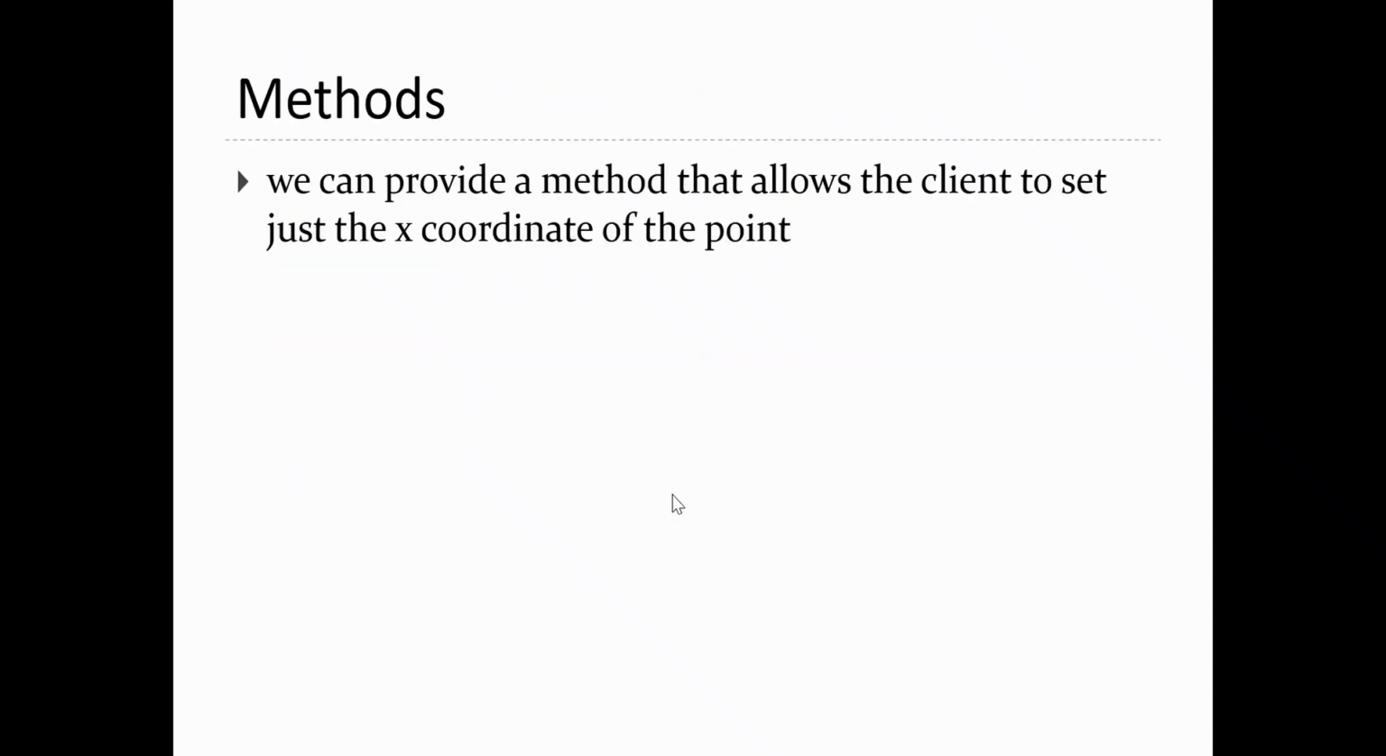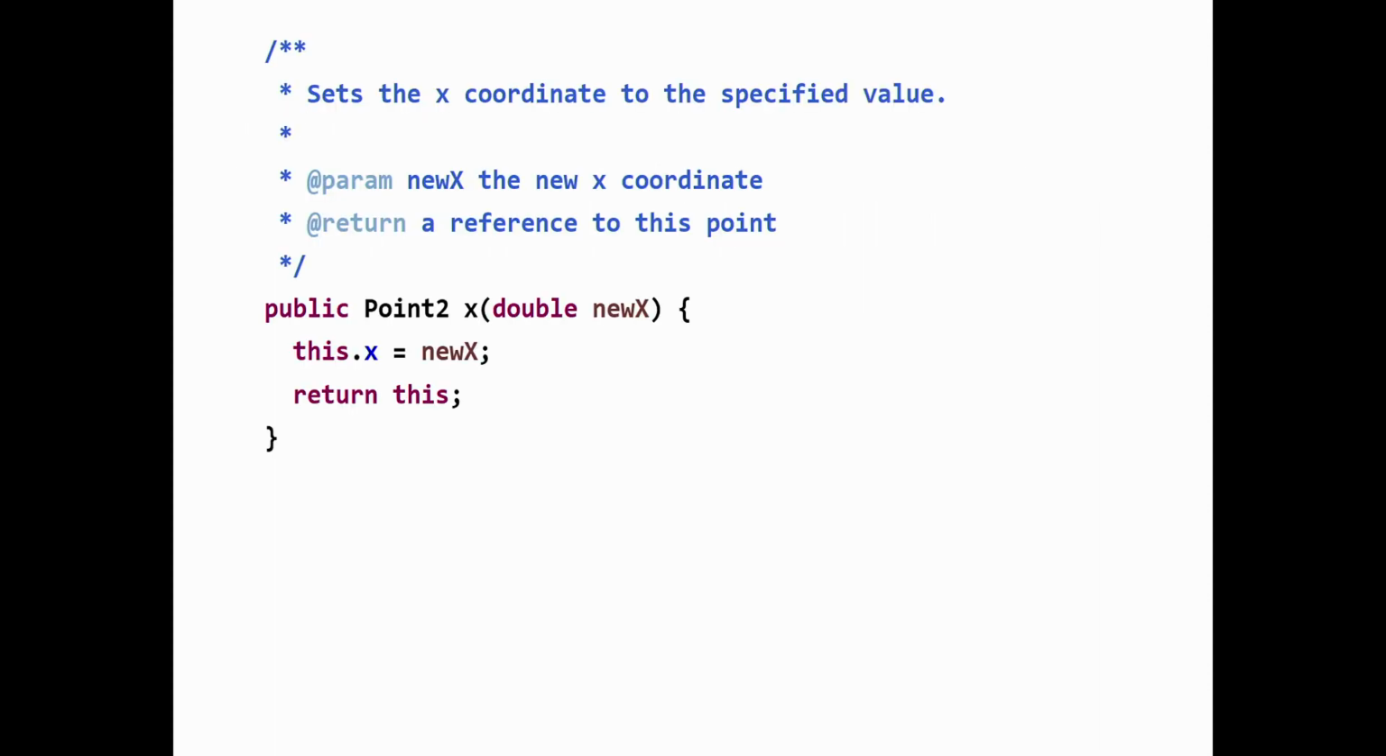Okay. Now you're allowed to add as many methods as you like to a class. So I can add a method that lets the user simply change the x coordinate. So not both the x and y, but just the x. So I can have a method called x. It takes in one double value as its parameter, and it changes the x coordinate of the point. So how do I change the x coordinate of the point? Well, I set this.x to equal the new x coordinate.